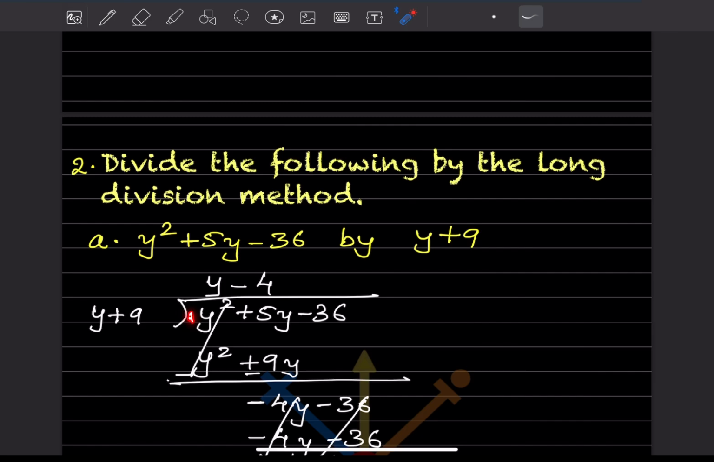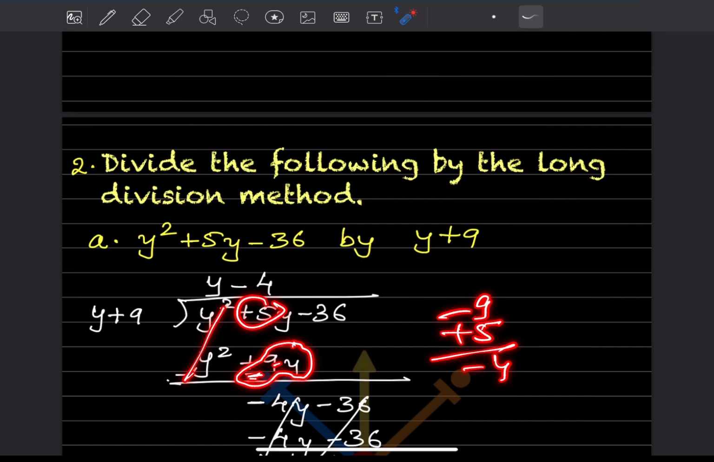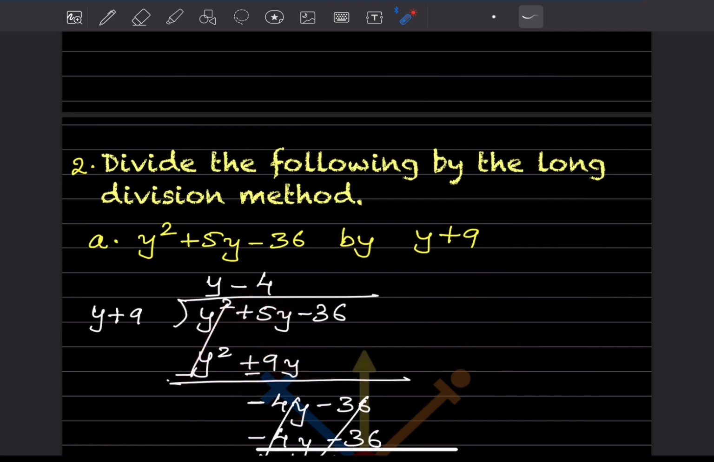So now this is plus. Now we have to look at the new sign. So what happens here, plus y square minus y square, this gets cancelled out. Now again here also we have to look at the new sign. We have taken the new sign as minus. So minus 9 and this is plus 5. So that is going to be minus 4 and that is y. So minus 4y. And this we'll take along with the sign, we'll take it down, minus 36.